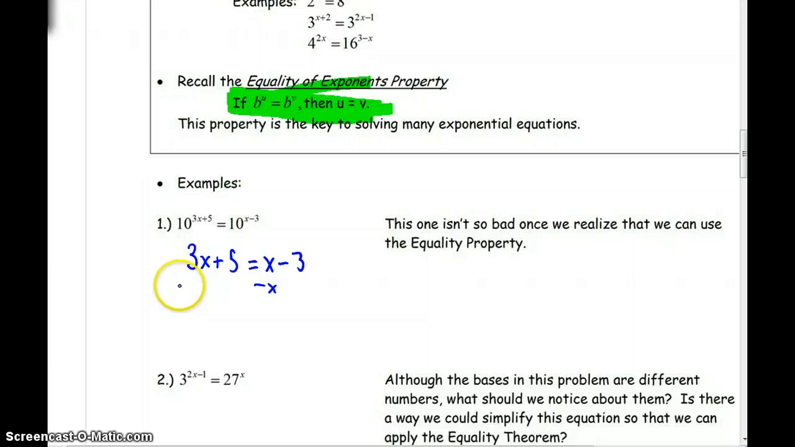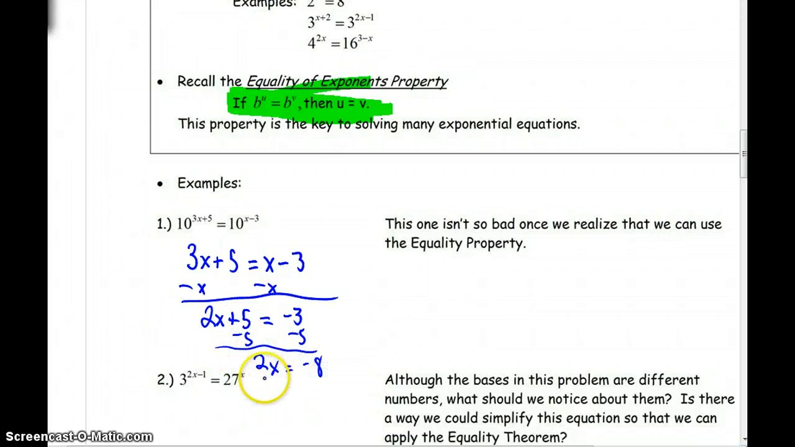We can minus an x from both sides. 3x minus x is a 2x. We'll have 2x plus 5 is equal to negative 3. We can minus a 5 from both sides. We will have 2x is equal to negative 8. Divide by 2. Very quickly we will see that x is equal to negative 4. So we can do that pretty quickly.